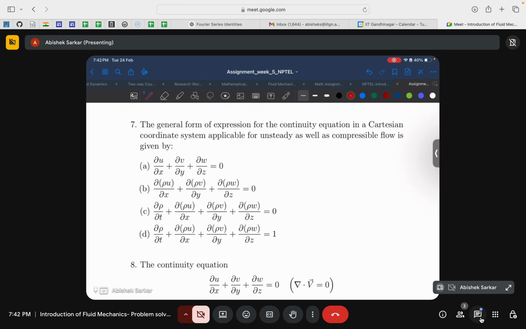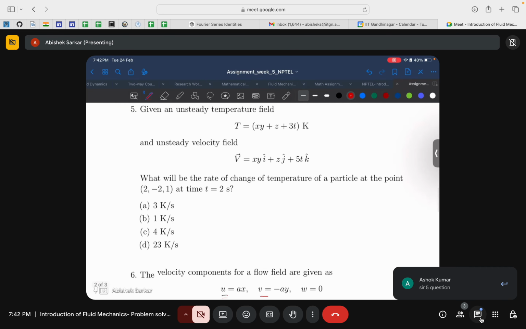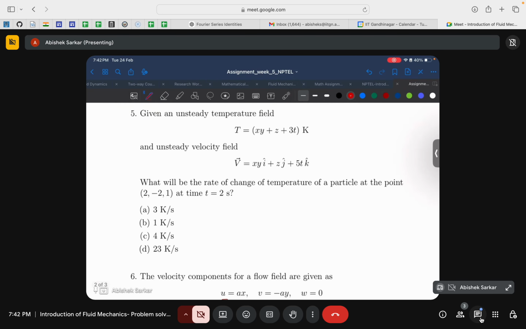Question number 7 is, the general form of expression for the continuity equation in the Cartesian coordinate system. Oh, sorry, I'm skipping question number 5 because it's exactly the same as question number 4. You have to do the same thing. The velocity field is given. I will just show you the answer.